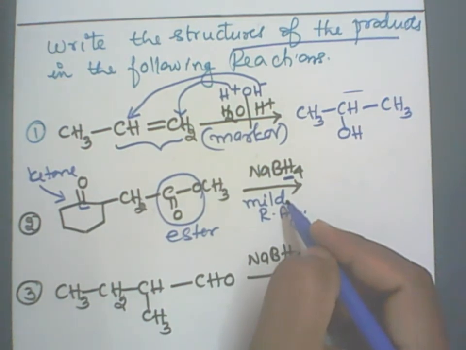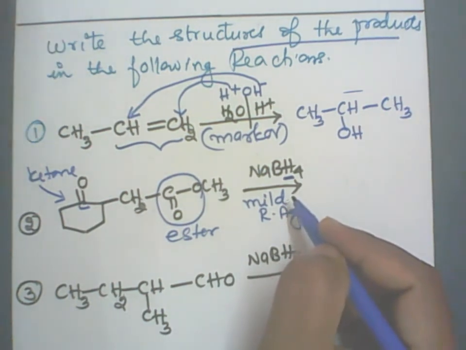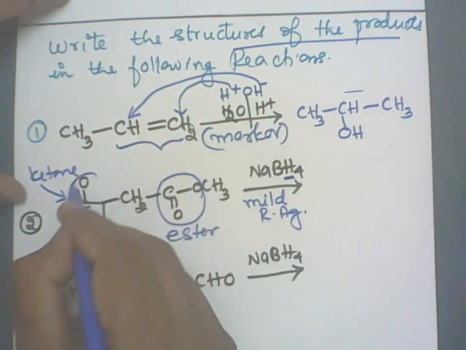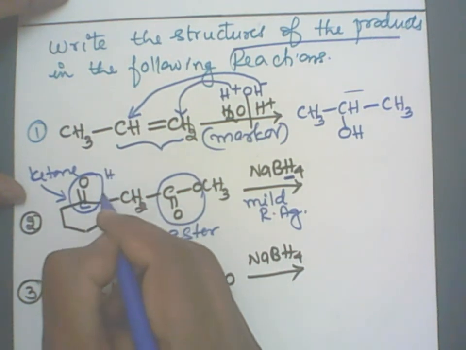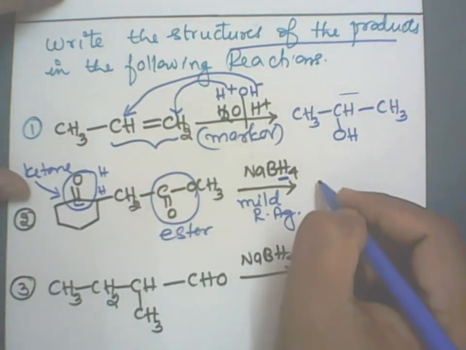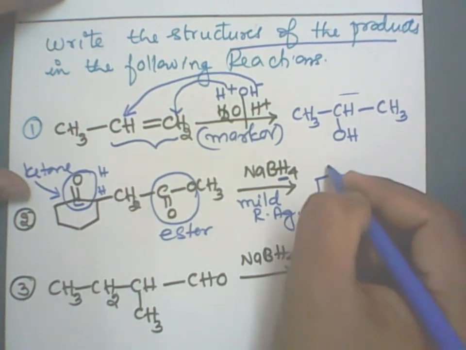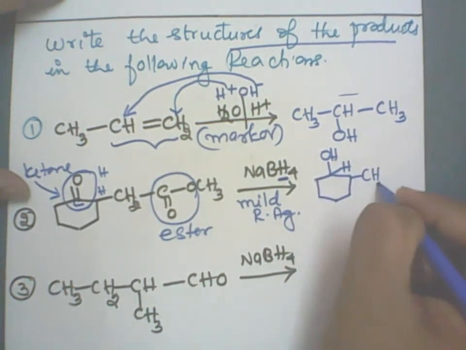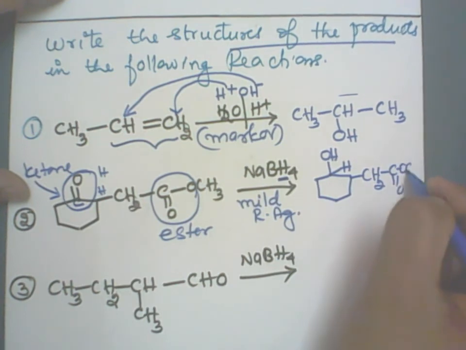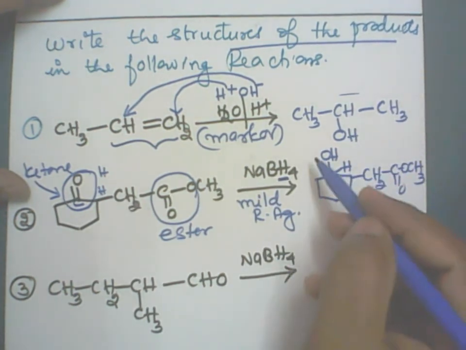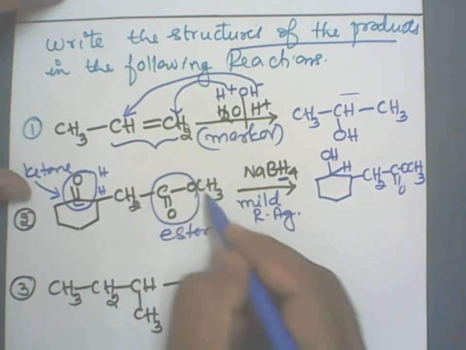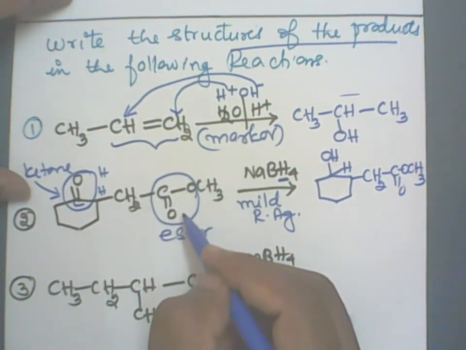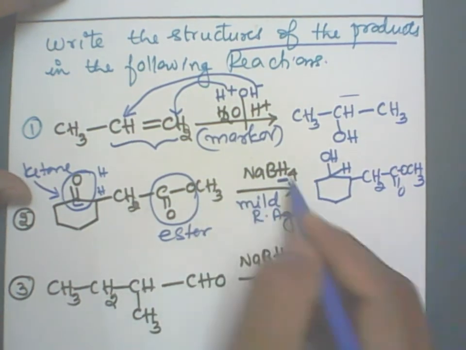Mild reducing agent can convert the aldehydes into primary alcohol and ketones into the secondary alcohol. So which one will be affected? Only this one. Add hydrogen across this one. So the cyclohexanone becomes cyclohexanol, a secondary alcohol. Then CH2, C double bond OCH3 remains intact, no change, because to reduce the ester we require strong reducing agent like lithium aluminum hydride. This is a mild one.